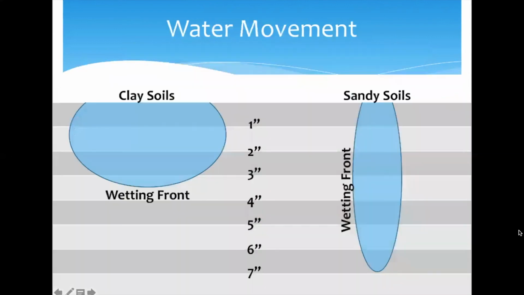And then we also look at wetting fronts. The wetting front for clay soils is more towards the top of the soil and larger in width due to the micropores and the high water holding capacity, compared to sandy soils where there is an abundance of macropores and water drains quicker. So the wetting front will be more vertical than horizontal.